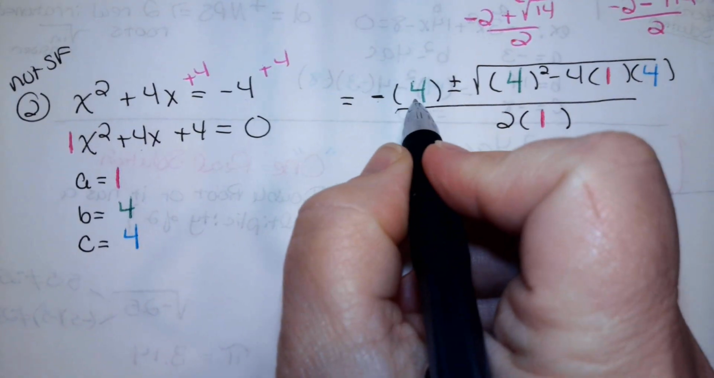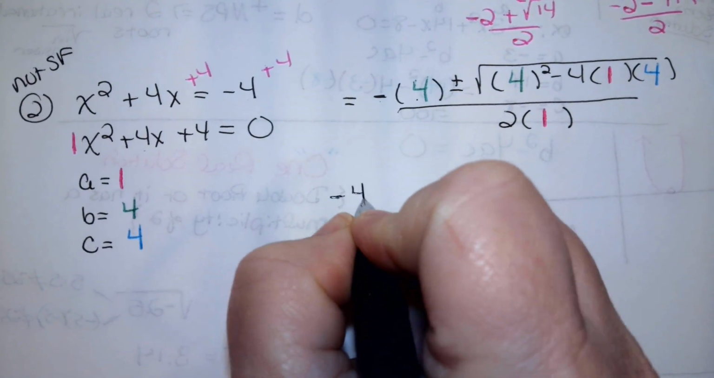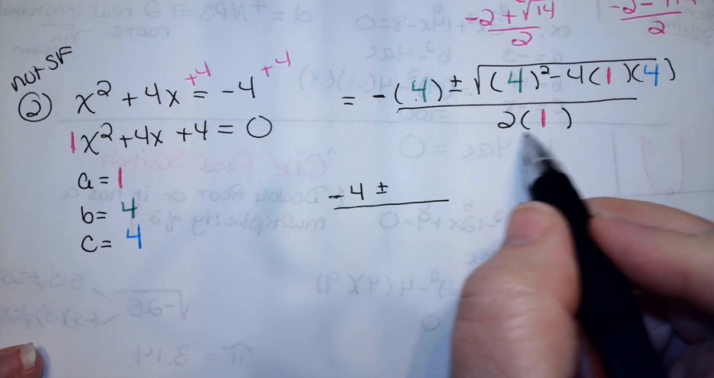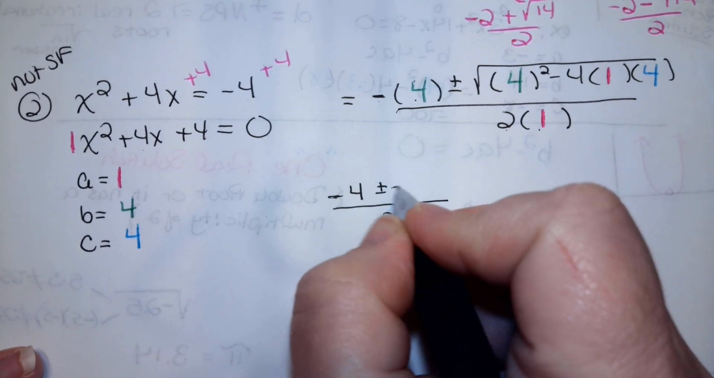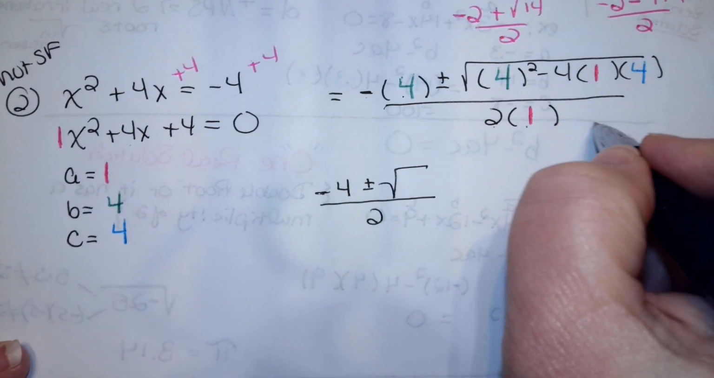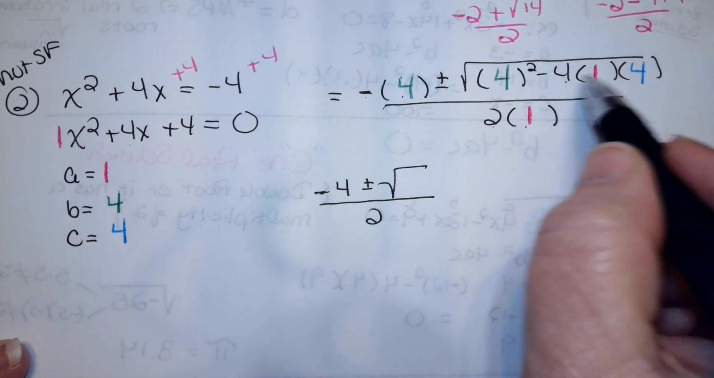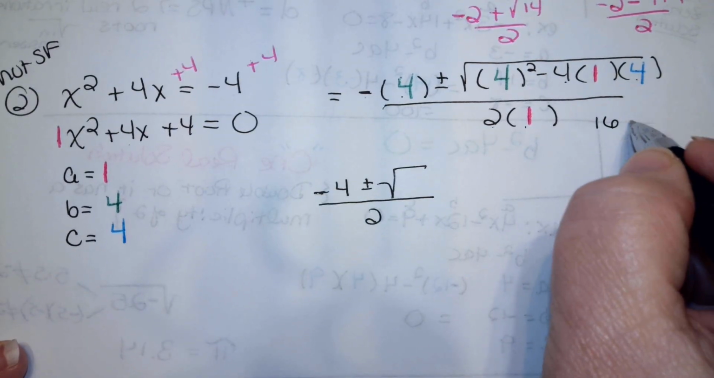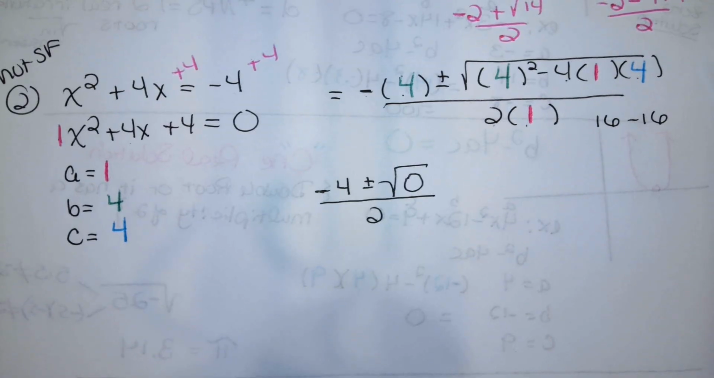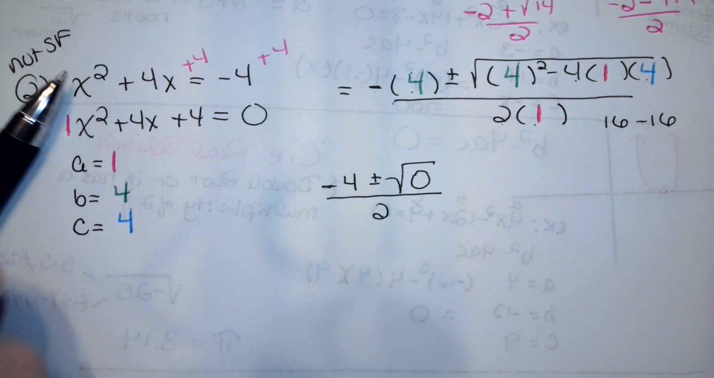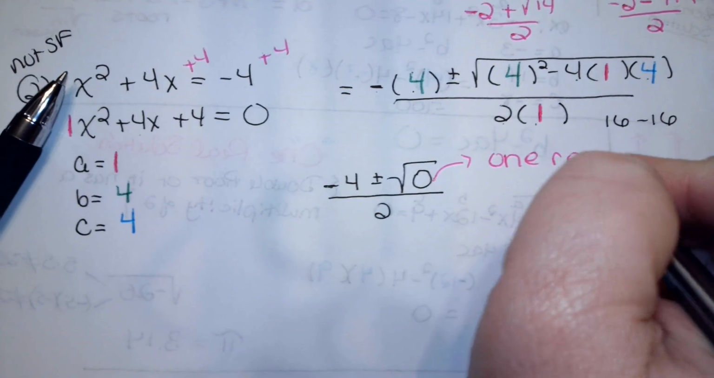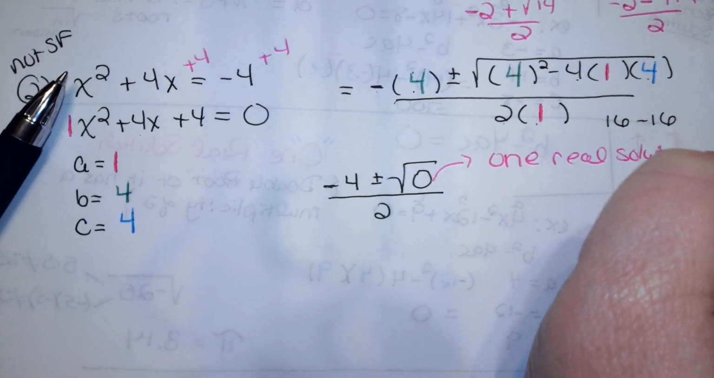Okay, the opposite of positive 4 is negative 4. I'm going to go ahead and do my denominator next. So 2 times 1 is 2. And now let's do the discriminant. 4 squared is 16. 4 times 4 is also 16. So we end up with 16 minus 16, which is 0. We know that when we have a discriminant that is 0, we're only going to have one real solution.